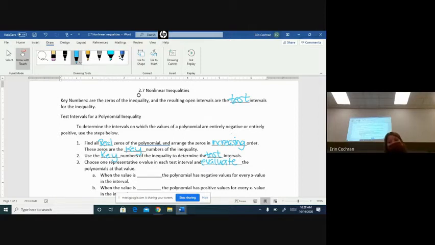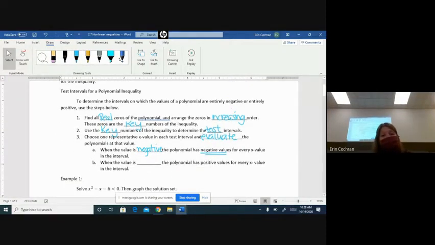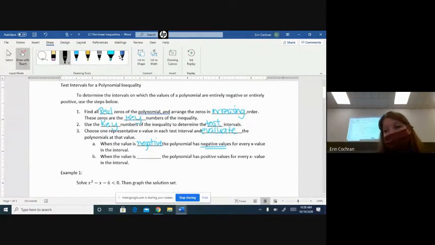When the value is negative, the polynomial has negative values for every x value in the interval. When the value is positive, it has positive values for every x value in our interval.